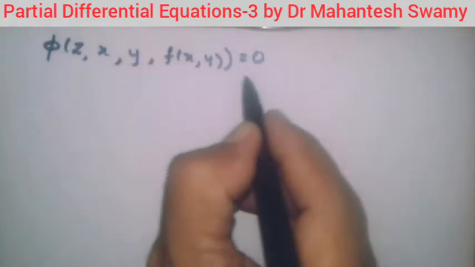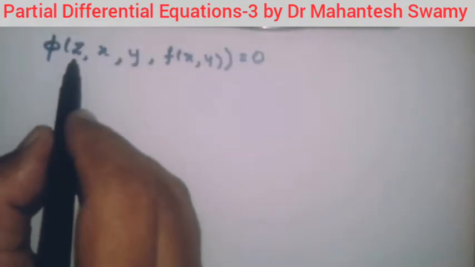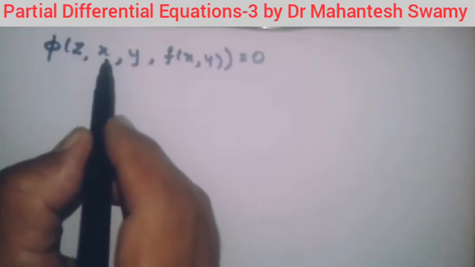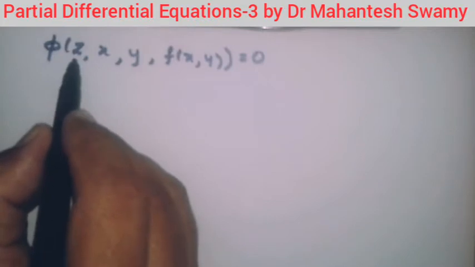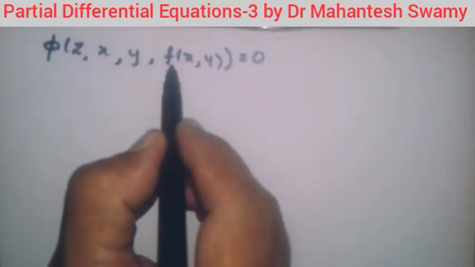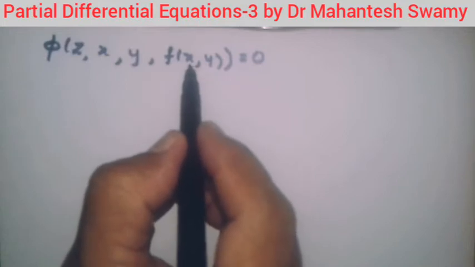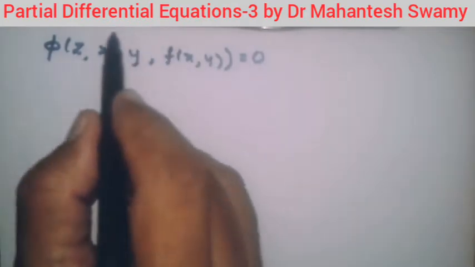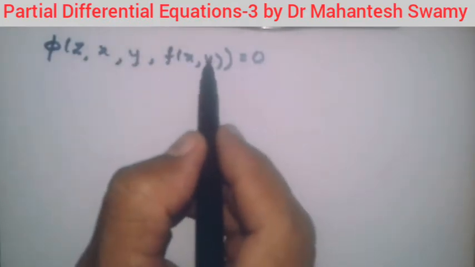So what will that relation be? That relation will have the independent variables x and y, the dependent variable z, and the arbitrary function f, which connects the independent variables x and y. With such a relation in hand, we will be asked to find the partial differential equation.